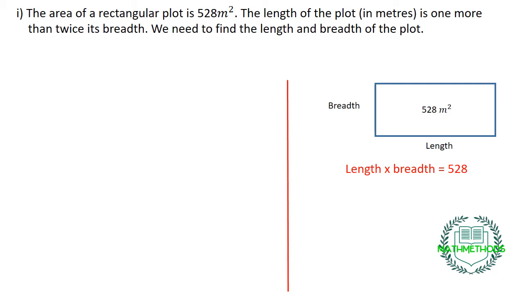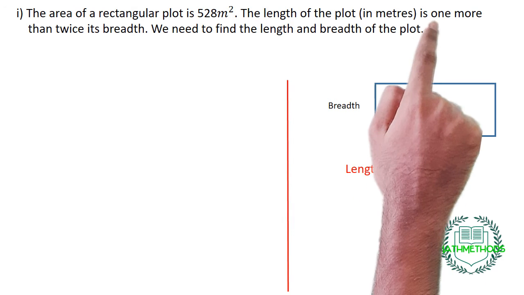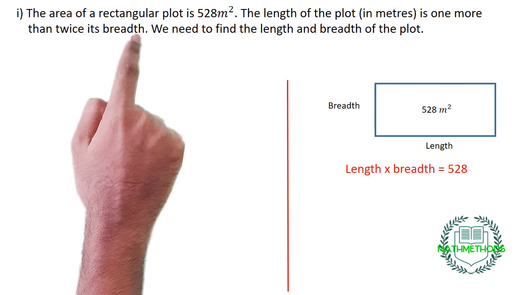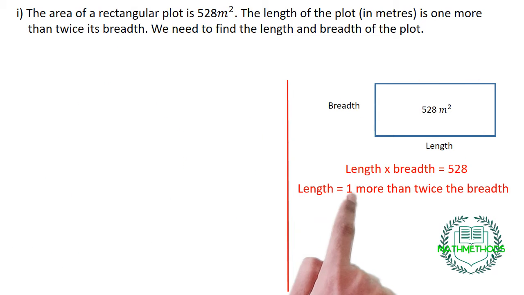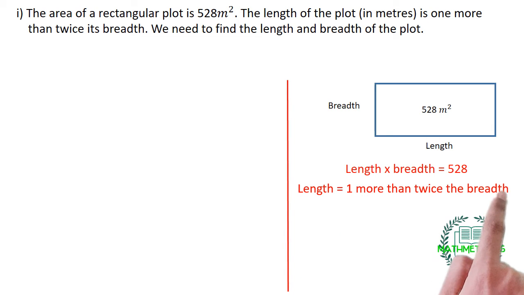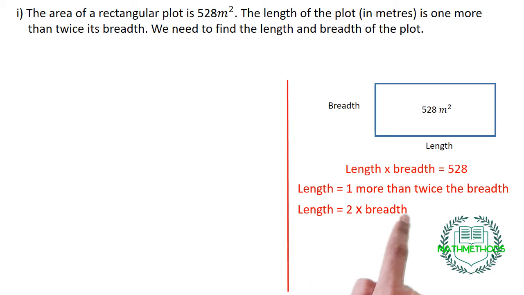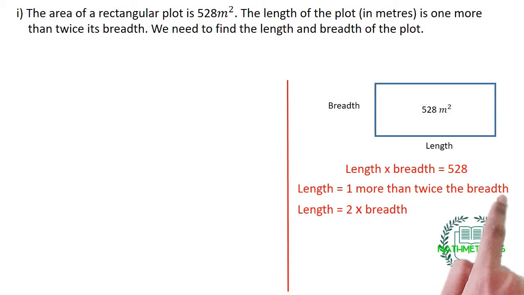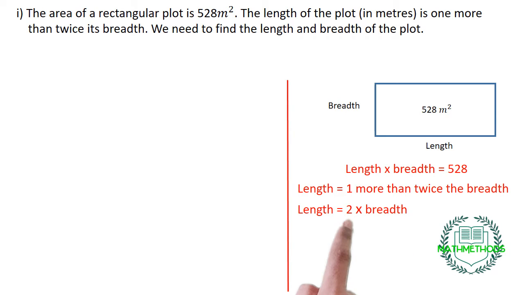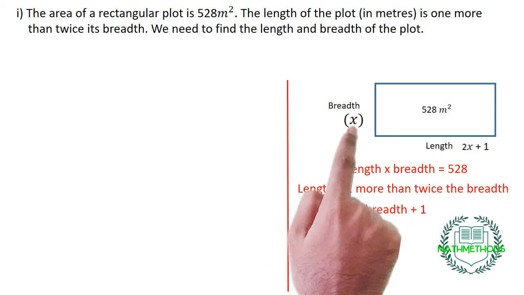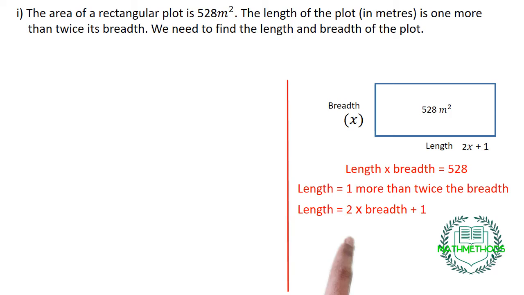Now let's see what we are told about the length of the plot. We are given that the length is one more than twice the breadth. Length equals one more than twice the breadth. Twice the breadth means 2 times the breadth. And one more than twice the breadth means twice the breadth plus 1. Now, if we assume the breadth to be x meters, then the length will be 2x plus 1. So this is how we will arrive at the quadratic equation.